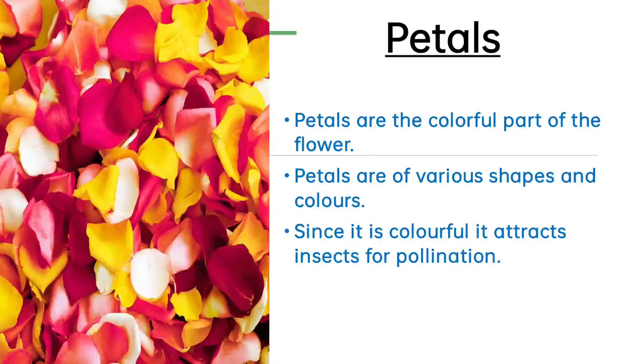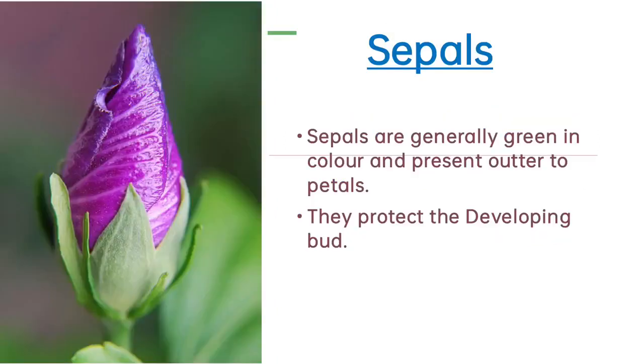Now let us move to the next structure of the flower. So sepals is the next structure of the flower which we are going to study now. So all of you must have seen sepals. They are green in color and are present outer to the flower. Since they are present at the outer end of the flower, the main function of the sepal is to hold the flower and to protect the bud. It protects the developing bud inside it. Also, it provides support to the developing flower.